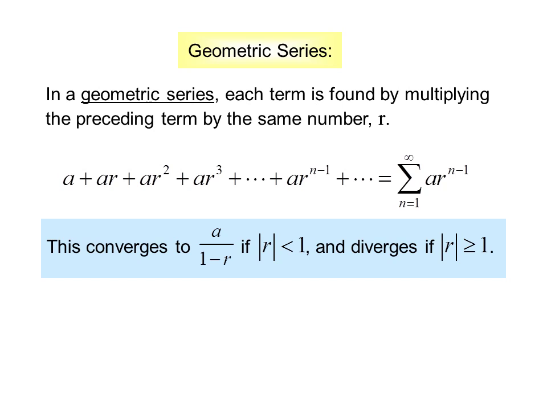This converges to a over 1 minus r if the absolute value of r is less than 1, and diverges if the absolute value of r is greater than or equal to 1. We say -1 is less than r, which is less than 1. So the interval from -1 to 1 is the interval of convergence.